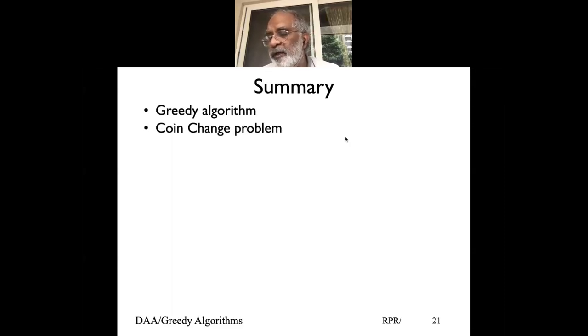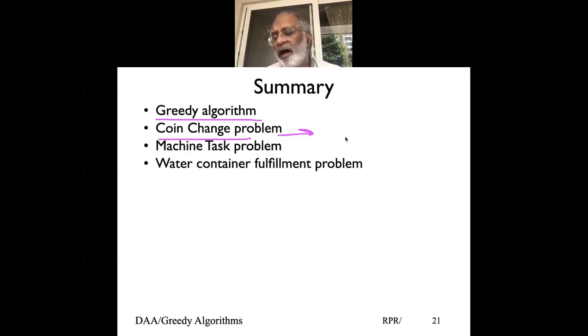So what we discussed today is a greedy approach: look at the best immediate next available solution, even though it may not be optimal. We applied it to the coin change problem, and we saw that the greedy approach sometimes may give optimal, sometimes may not give optimal, sometimes it may not even give a feasible solution. But it is very simple to implement. We also looked at the machine task problem. I also gave you my own concocted water container problem. Both the coin change problem and machine task problem are taken from the book; the water container is my own design.